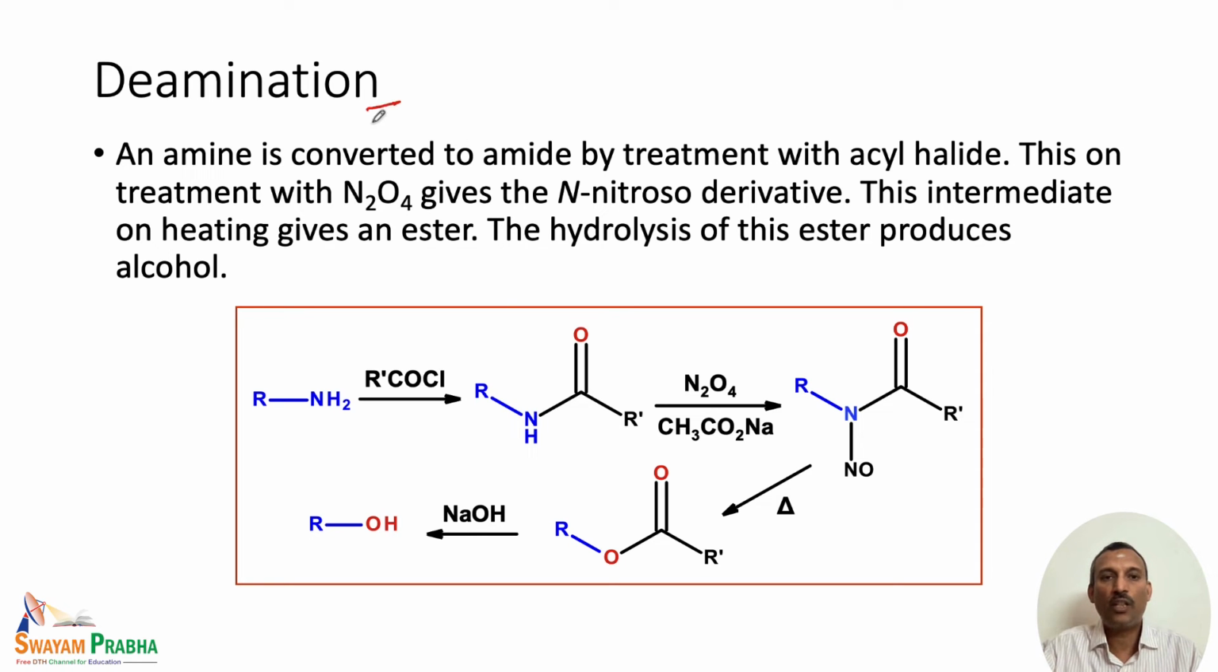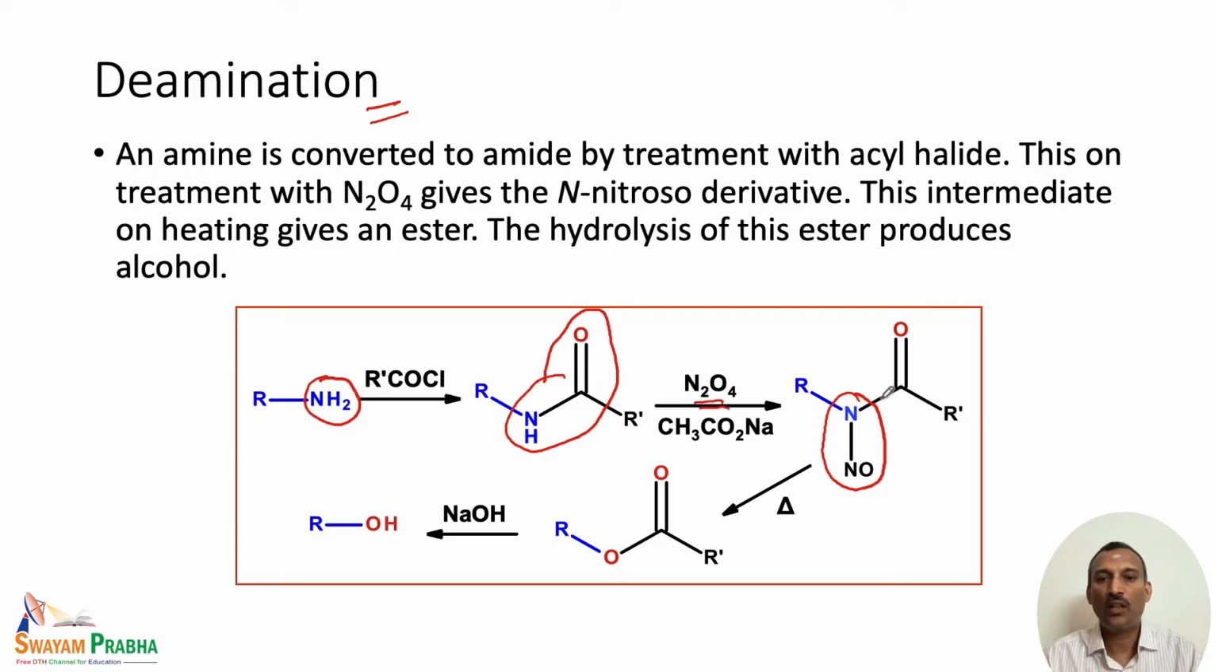The next one is the deamination reaction. Deamination means removal of the amino group. So, here what we generally do is the primary amine is treated with the acid chloride. When an acid chloride reacts here, we end up with the corresponding amido derivative. So, this is the amide unit. Once the amido derivative is formed, it is treated with N2O4 in the presence of sodium acetate. That leads to the N-nitroso compound. So, the N-nitroso amide is formed.